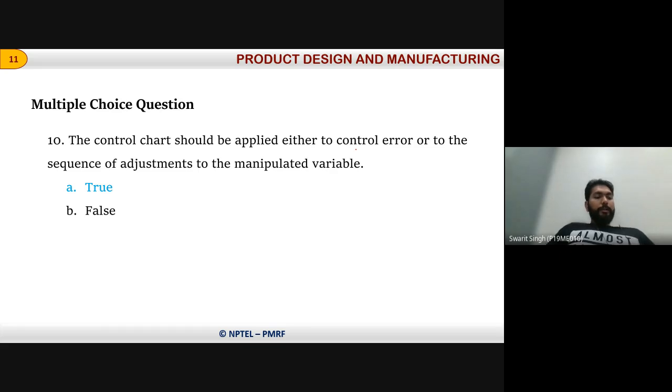So it is a true statement, because why we apply control chart? What is the purpose of applying control charts? What is the purpose of collecting the data? So with the help of all those collected samples, collected data, we use it to control the error.